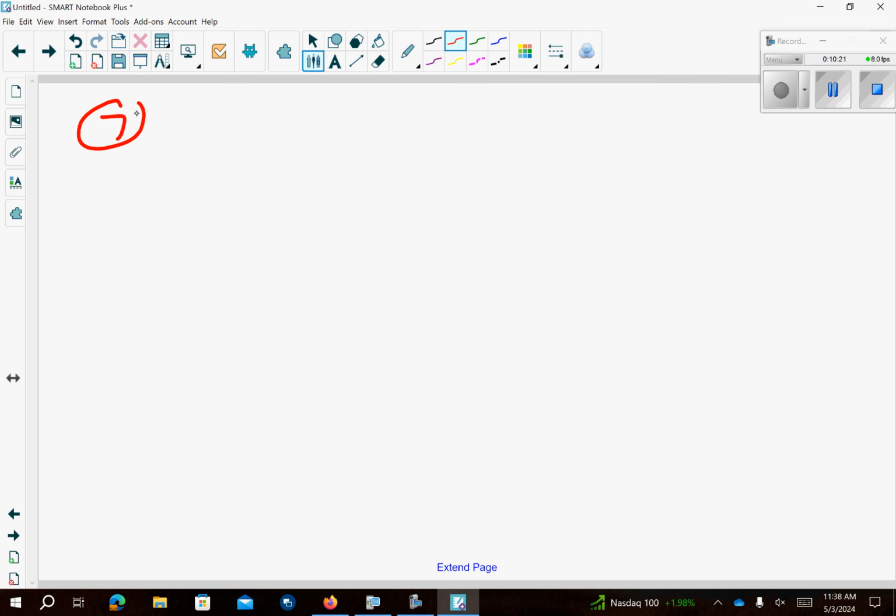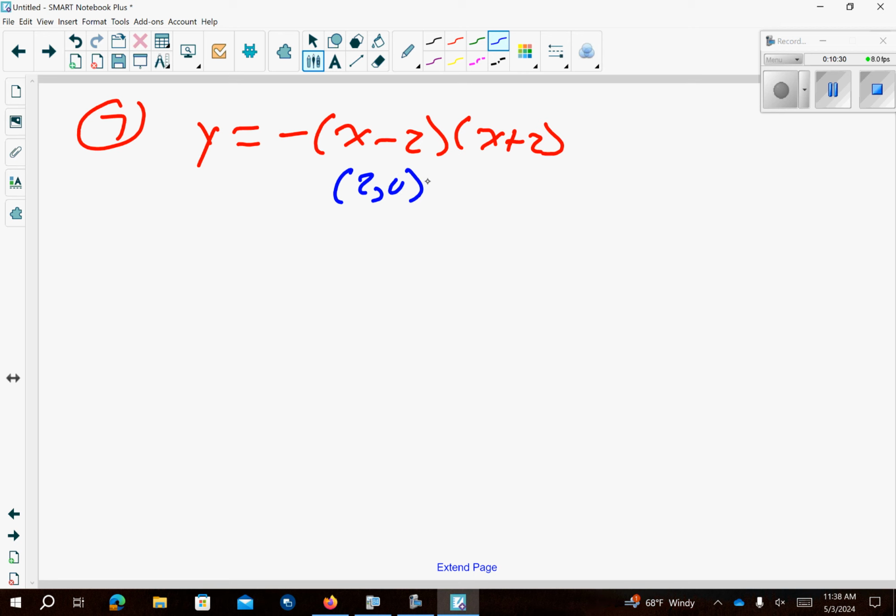Number 7, it's in factored form, so that's going to give us our roots or our x-intercepts. So this is going to give me 2, 0, opposite. This is going to give me negative 2, 0, so opposite. So 2, 0 is here, negative 2, 0 is here.